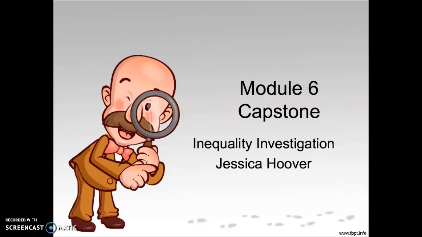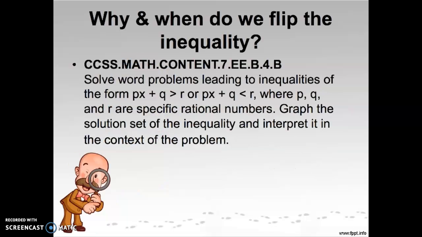Hi, this is Jessica Hoover, and for my Module 6 capstone, I decided to do an inequality investigation. Through this investigation, I would like students to answer the question of why and when do we flip the inequality? This helps prepare them to meet the content standard relating inequalities to real-world problems. But before they can arrive there, they need to understand that multiplying or dividing by a negative number requires us to flip the inequality sign.